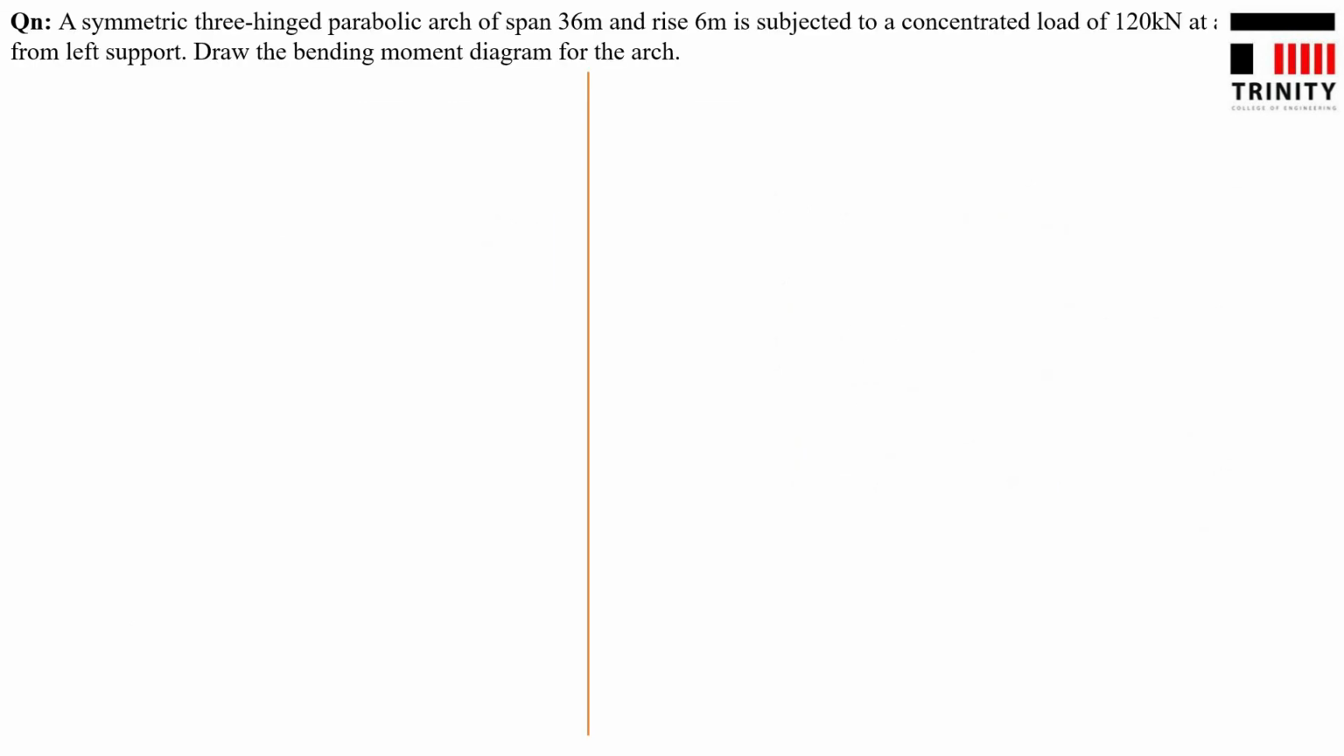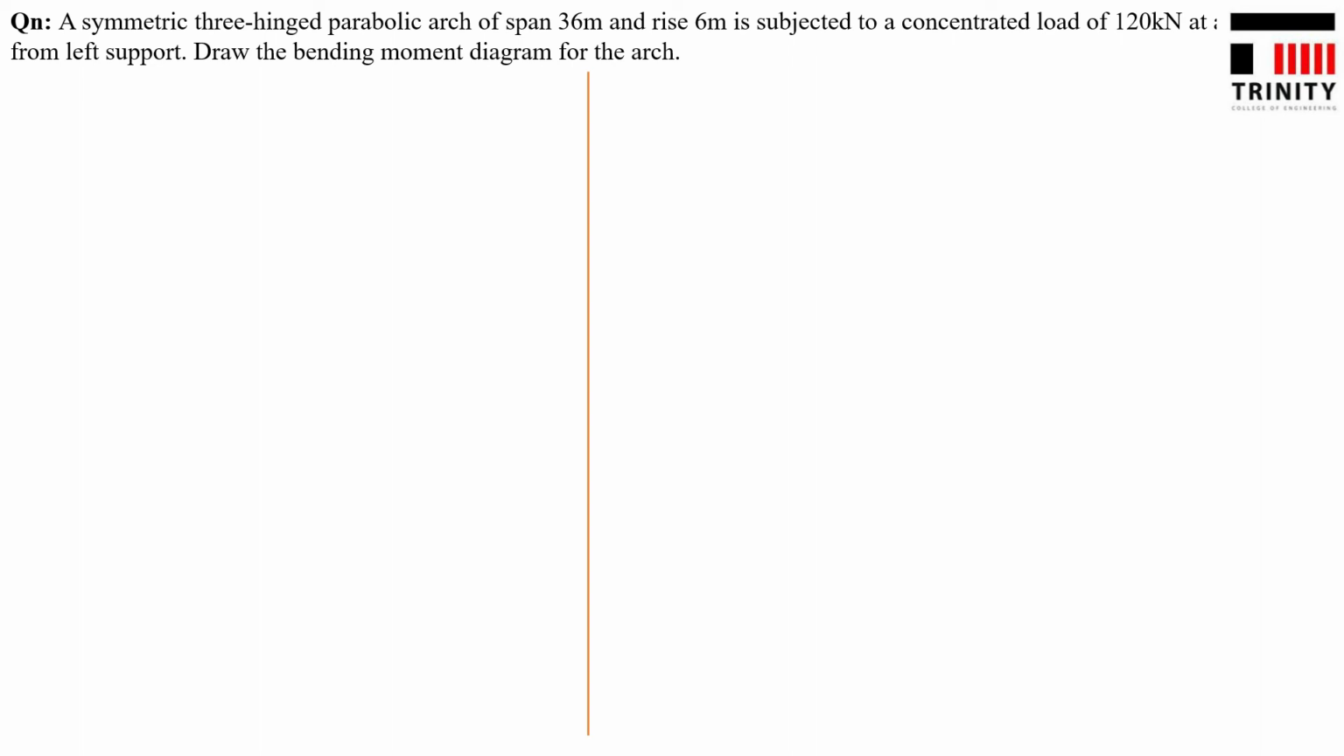So that's how you will draw the bending moment diagram for arches. Okay. So next question: a symmetric 3-hinge parabolic arch of span 36 meter and rise 6 meter is subjected to a concentrated load of 120 kilonewton at a point 12 meter from the left support. Draw the bending moment diagram for the arch.